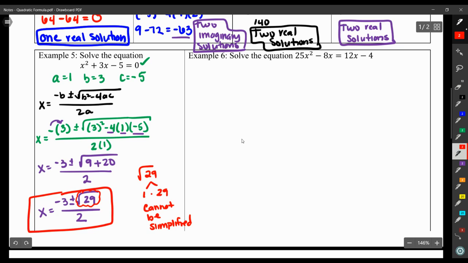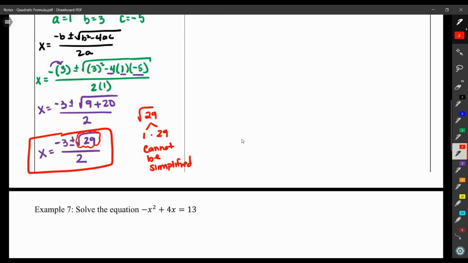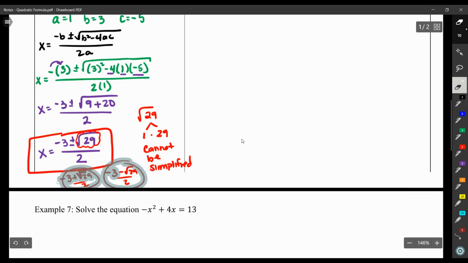So the solutions to this quadratic equation would be negative 3 plus the square root of 29 over 2, and negative 3 minus square root of 29 over 2. There's no sense in splitting this into its two pieces, because if you wrote negative 3 plus root 29 over 2, or negative 3 minus root 29 over 2, these don't get you any simpler than you already were a minute ago. So when you have a radical left over, it's good to just keep it in the plus or minus condensed form rather than splitting it into its two pieces.